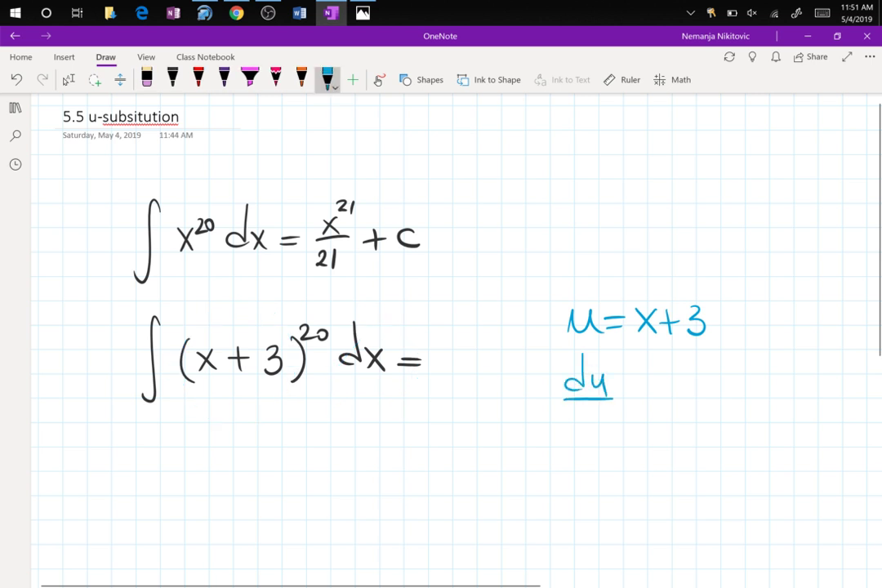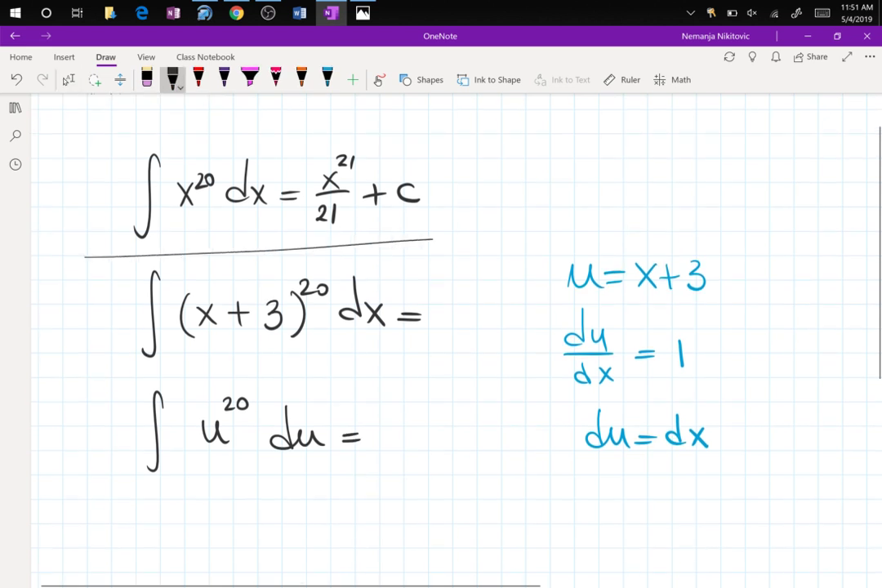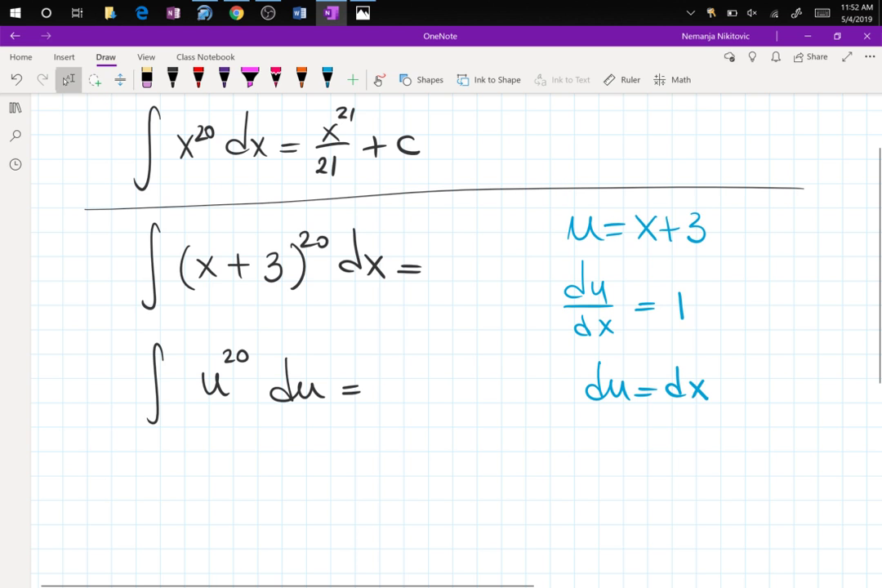And the trick is to differentiate this and then move dx to the other side, just like you did for differentials. So now you have all of the replacement parts. The x plus 3 changes into a u, and the dx just flat out changes into du. So now you have the integral of u to the 20, which is u to the 21 over 21 plus c.